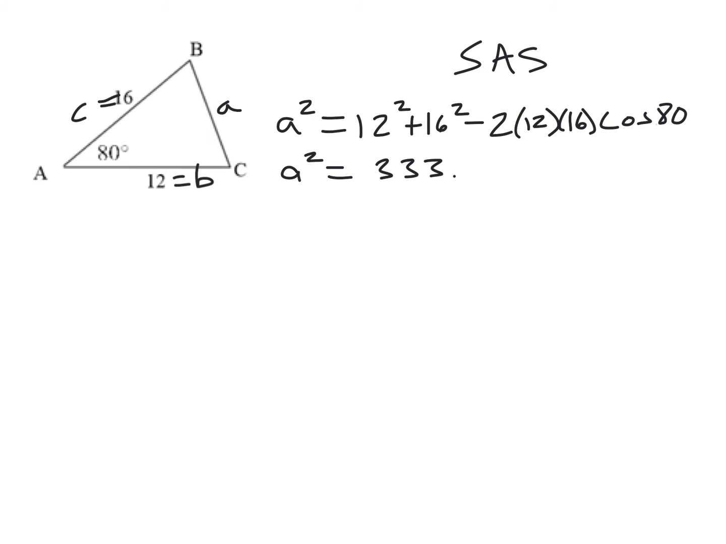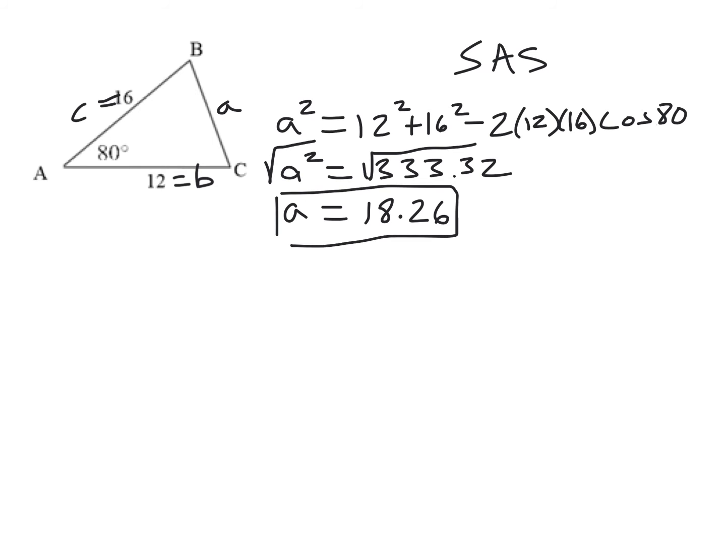That whole right side would simplify to a single number. You could throw that all in your calculator at once if you wanted to. That would be a good way to do it. And there is side length A at 18.26. Okay?